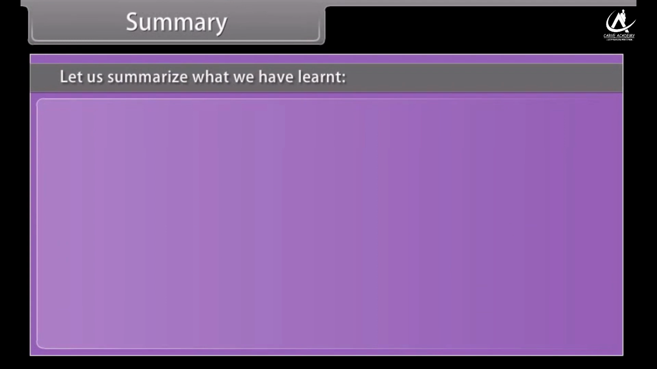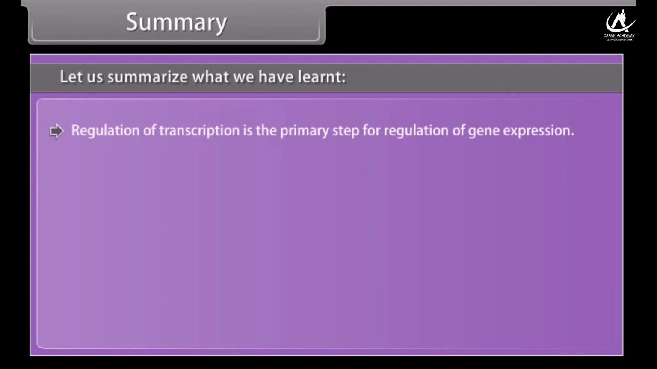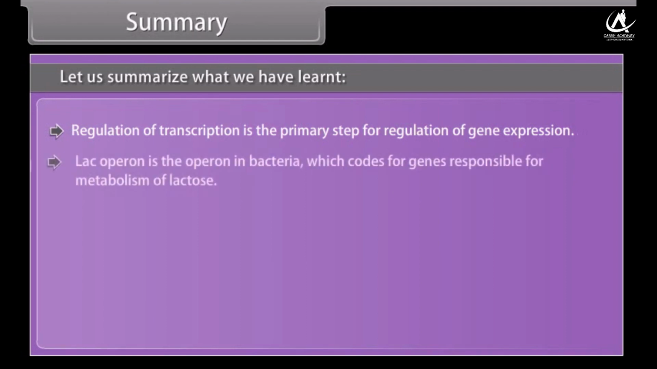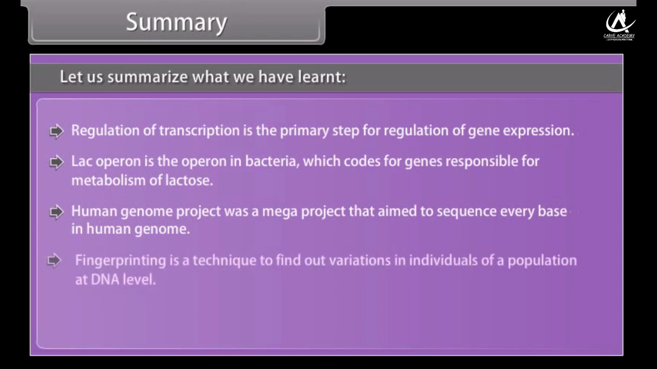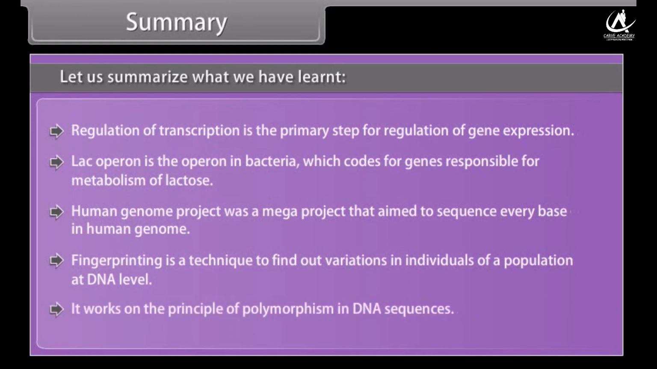Summary. Let us summarize what we have learned. Regulation of transcription is the primary step for regulation of gene expression. Lac Operon is the operon in bacteria which codes for genes responsible for metabolism of lactose. Human Genome Project was a mega project that aimed to sequence every base in human genome. Fingerprinting is a technique to find out variations in individuals of a population at DNA level. It works on the principle of polymorphism in DNA sequences.